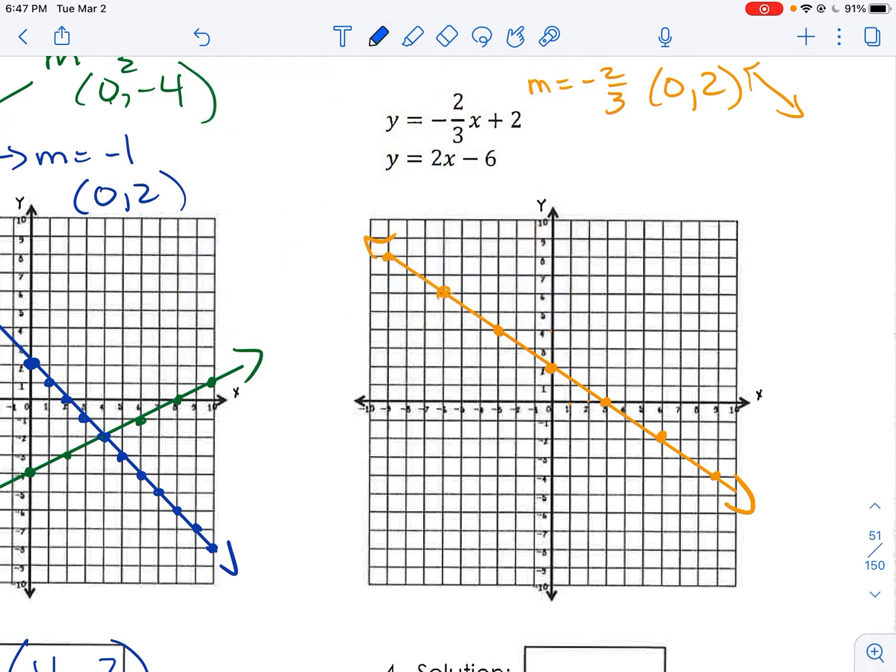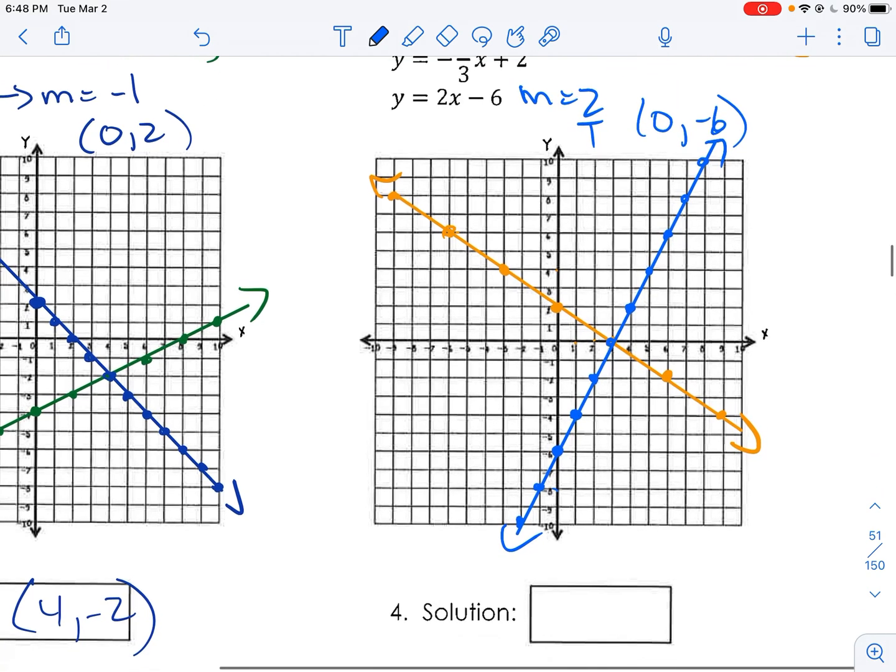Oh, I don't know. This blue. The slope on this one is 2. The y-intercept on this is 0, -6. So the first thing I do is I plot the 0, -6. And then 2 is the same thing as 2 over 1. It's a positive slope. So I'm going to go up 2 over 1, up 2 over 1, and the other direction, down 2 over 1, down 2 over 1. And I take this and I make a line.